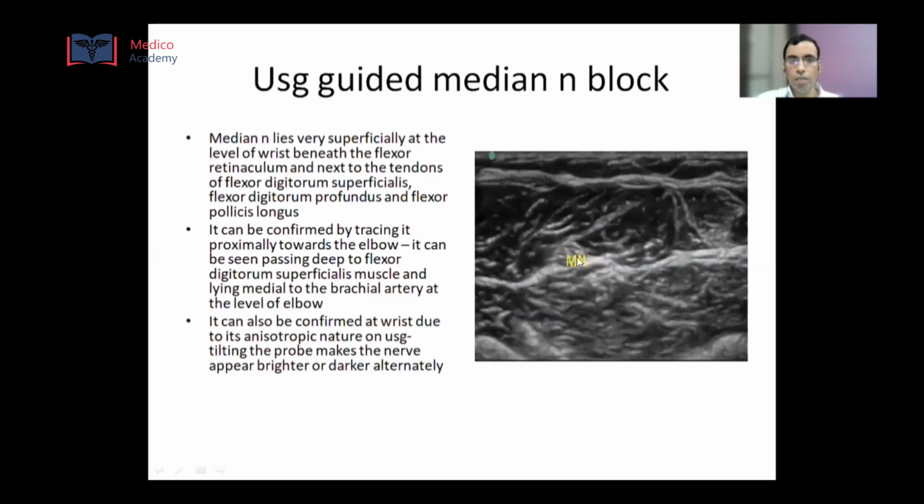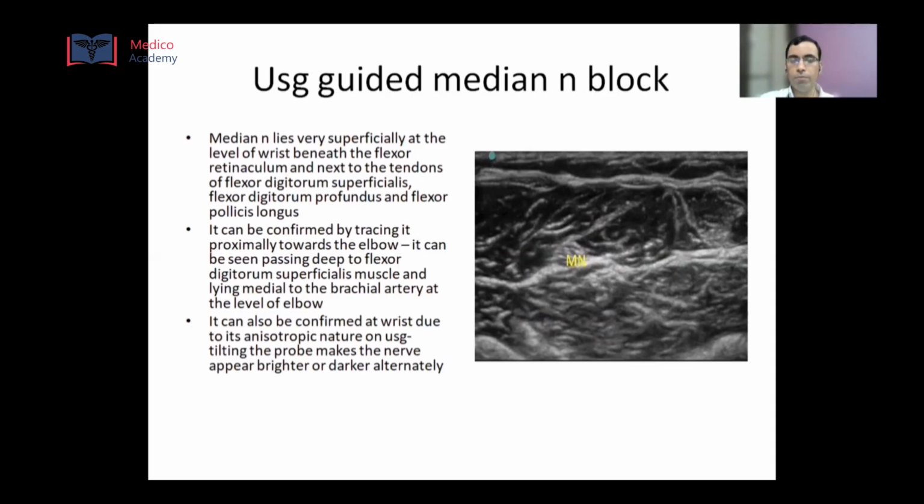On ultrasound, the median nerve lies very superficially at the level of the wrist, beneath the flexor retinaculum and next to the tendons of flexor digitorum superficialis, flexor digitorum profundus, and flexor pollicis longus. It can be confirmed by tracing it proximally towards the elbow. Here it can be seen passing deep to the flexor digitorum superficialis muscle and lying medial to the brachial artery at the level of the elbow.